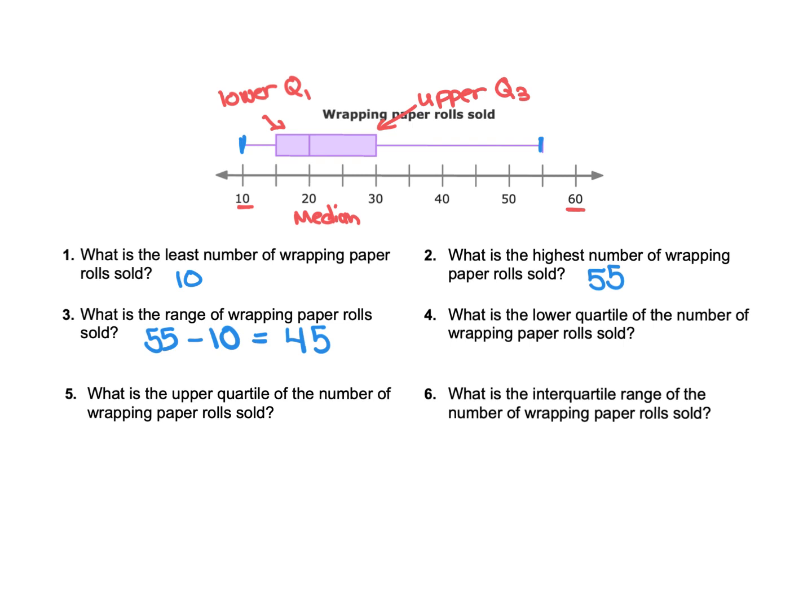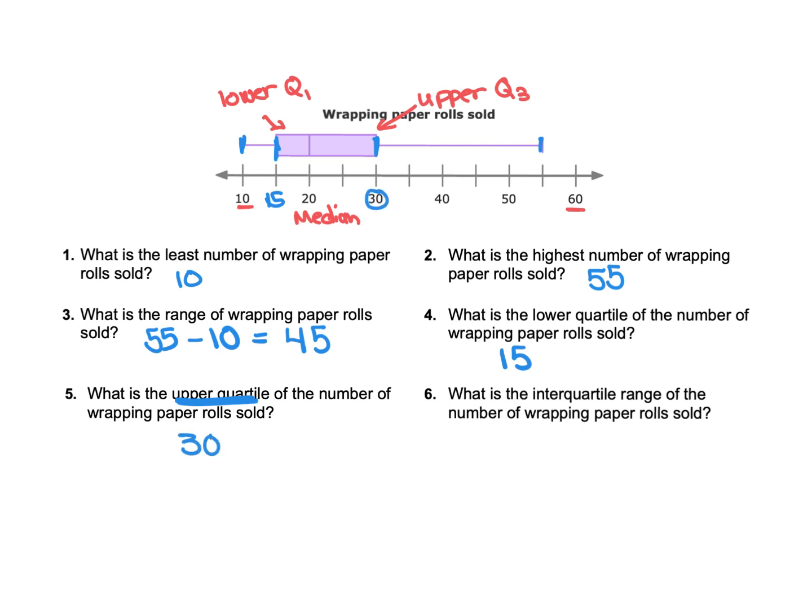All right, so what is the lower quartile number of wrapping paper rolls sold? So really it's what is the median number, the middle number of the lower part of the data. And so it is right here, which would be at 15, because this right here is our lower quartile. It's going to be 15 rolls of wrapping paper. And then it wants to know what the upper quartile number is. Well, that is right here, and so that's going to be 30 rolls.